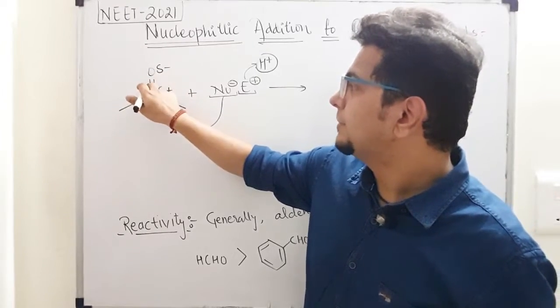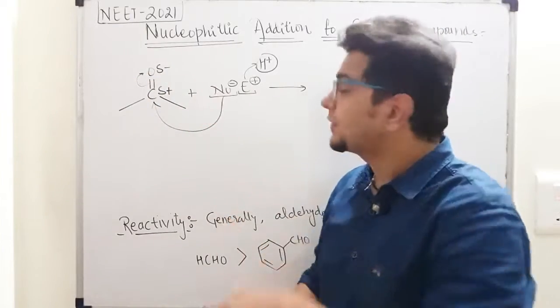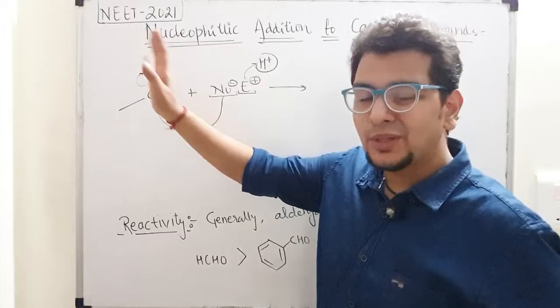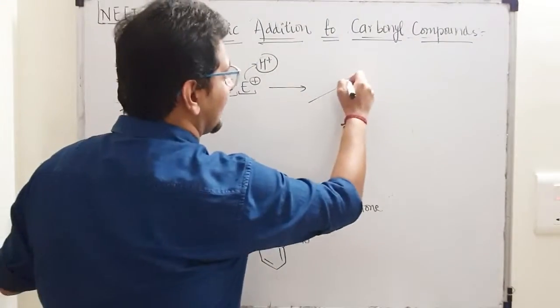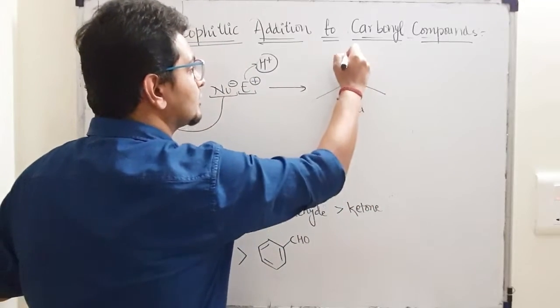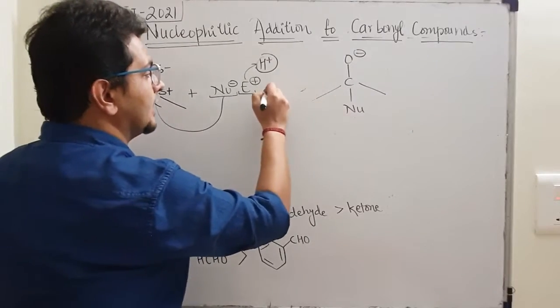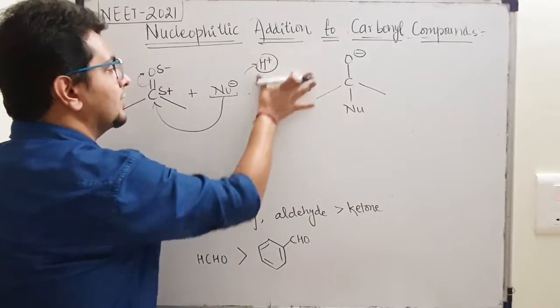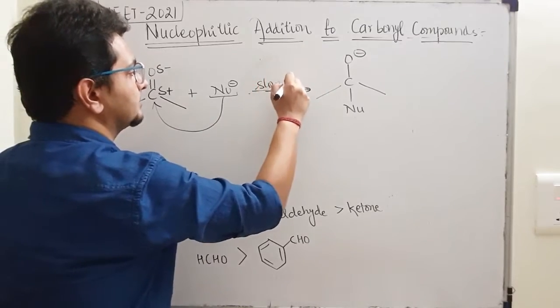So this pi bond will be shifted up. Why? To accommodate this fifth bond, it has to break a previous one so that the total bonds remain 4 only. So what will happen here? Carbon, nucleophile, another bond here, and this O with a minus. This first step of the reaction is going to be very, very slow. It's going to be a slow step.